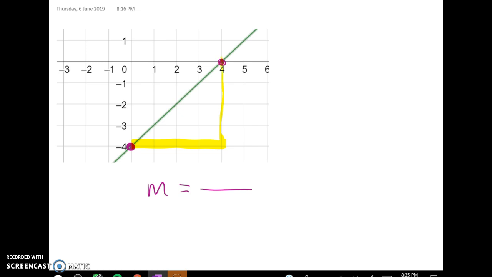What am I doing? Well, here we've gone from here out to here. 1, 2, 3, 4. And then we've gone from here up. We've gone up 4, 2, 3, 4. So 4 divided by 4 gives me a gradient of 1.